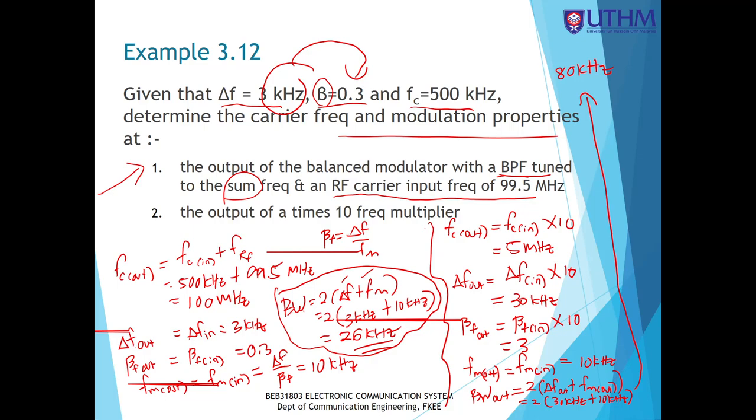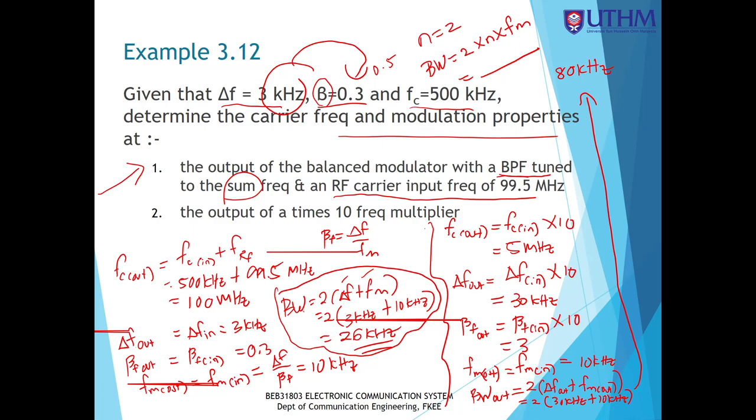Okay, so let's say this is 0.5, so for 0.5 in your table n is equal to 2, right? Yeah. So that means the bandwidth is going to be 2 times n times fm. So you're going to produce a value about this. Right, doctor. Terima kasih. Okay, sama.